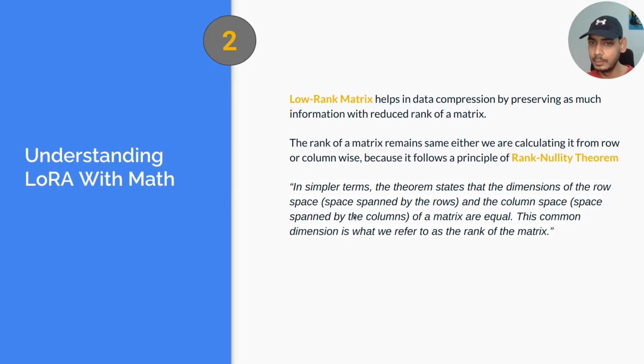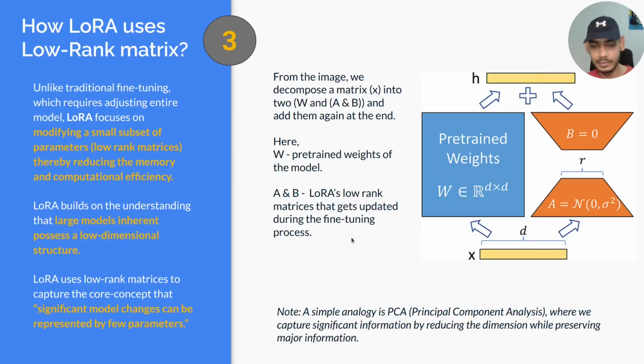And it follows something called the rank-nullity theorem, which is stated here, where the theorem states that the dimension of the row space, that is the space spanned by the rows, which I mentioned, 1, 2, 3, and the column space, which is again 1, 2, 3, are equal. This common dimension is what we refer to as the rank of the matrix.